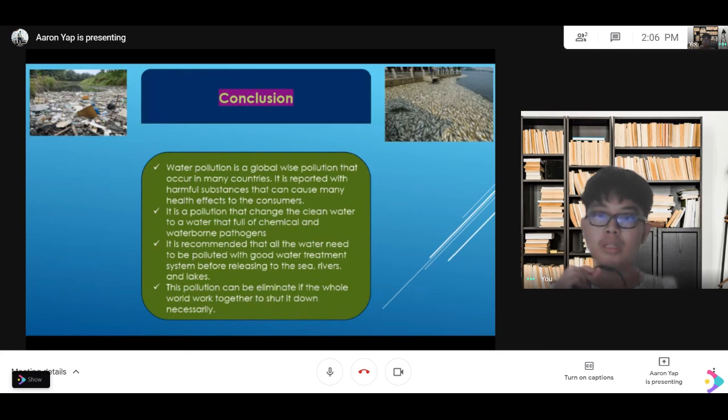It is recommended that all water needs to be treated or filtered with a good water treatment system before releasing it to the sea, rivers, and lakes, so that the number of polluted rivers can be reduced. The pollution can be eliminated if the whole world works together to shut it down.